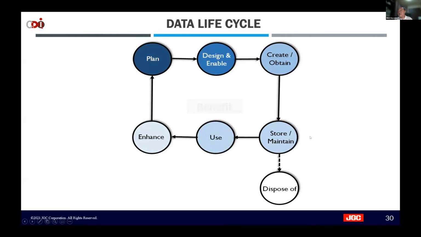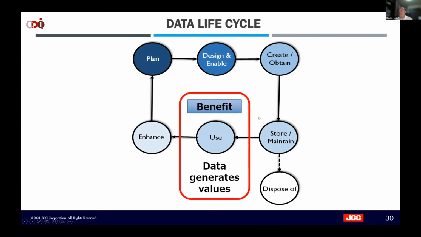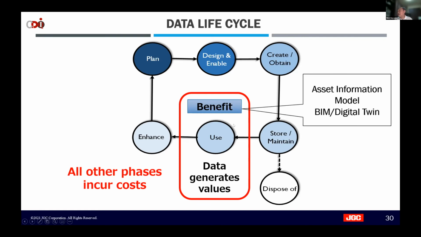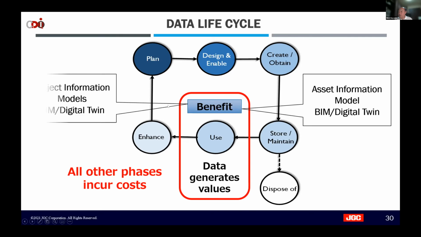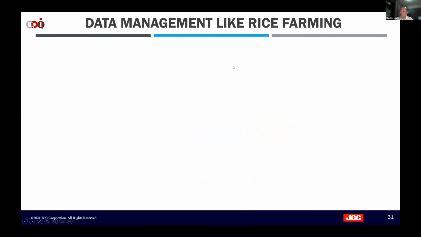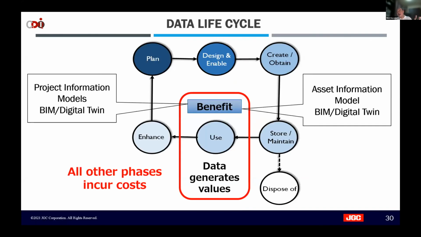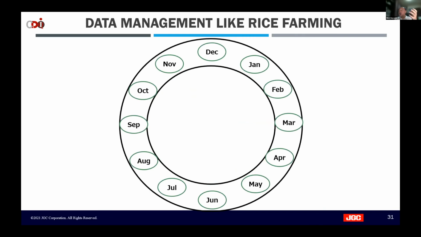The data life cycle is the key to understanding the data. We all have phases to achieve the data. Only the phase of using data can give you benefits. All other phases incur costs. The benefits can be an asset information model or a project information model, but all other phases are actually a cost. Just to gain the benefit from the data, we have to do a lot of preparation.